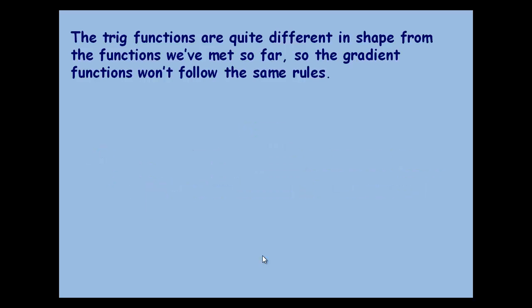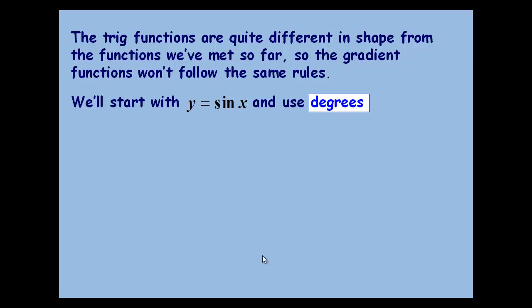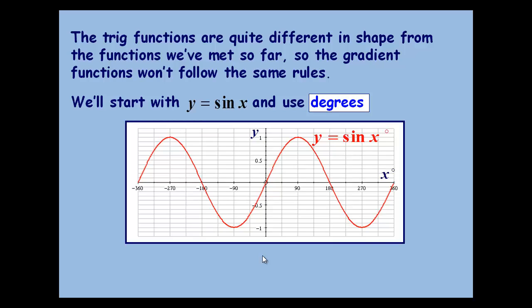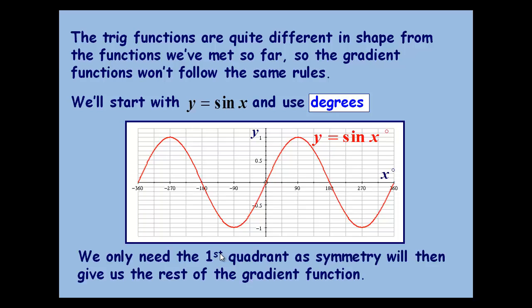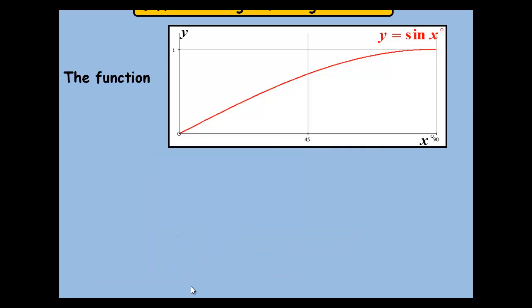Trig functions are quite different in shape to most functions, and the gradient functions don't follow the same rules as we used to. So we'll do this by drawing the graph of y equals sin x to start with in degrees, which we're very familiar with, or hopefully. We'll look at the first quadrant between 0 and 90 degrees and then use symmetry to give us the rest of the gradient function. So drawing that out looks like that.